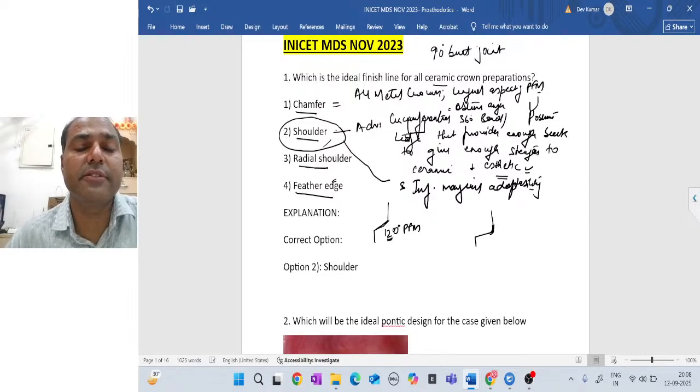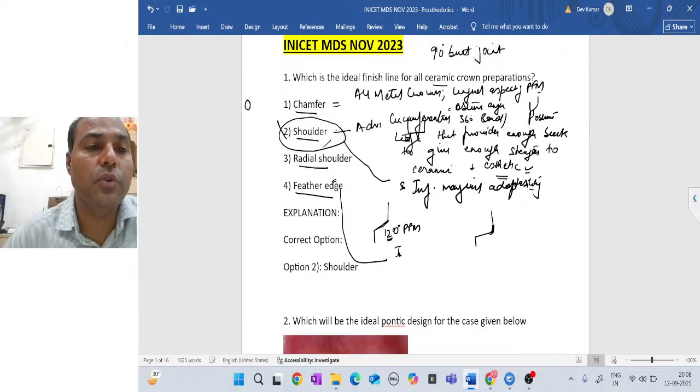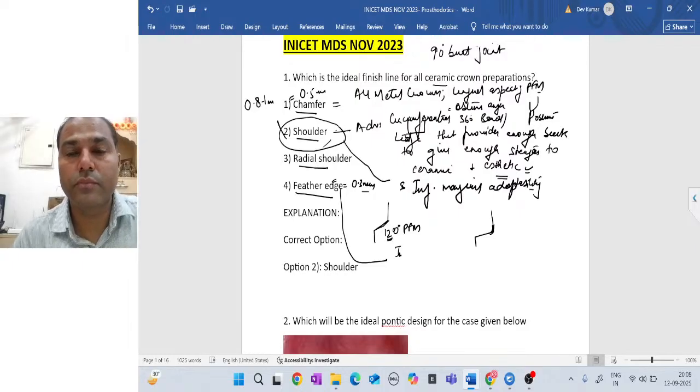Feather edge you can give. Feather edge is a very indistinct margin. Okay, one more thing, shoulder is around 0.8 to 1 mm width, chamfer is around 0.5 mm width, and feather edge is around 0.3 mm in width. Remember this, right?